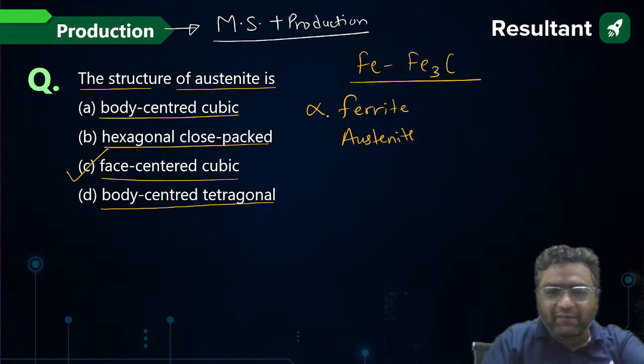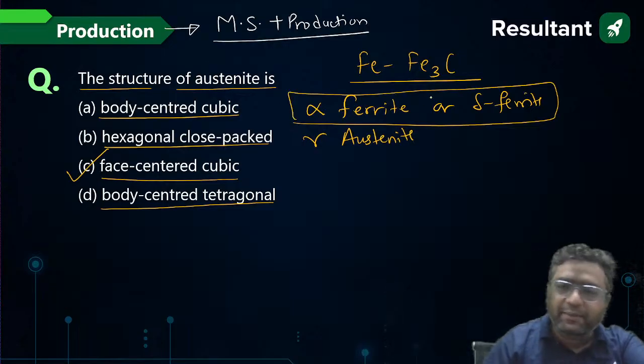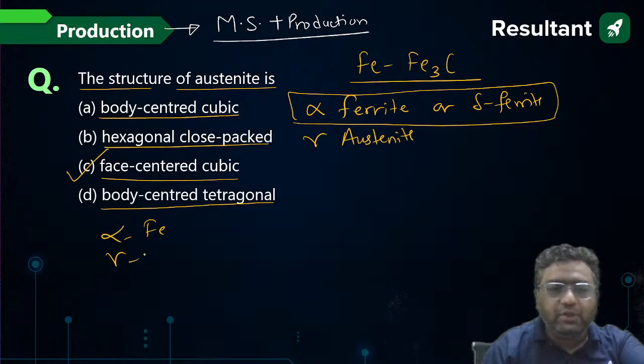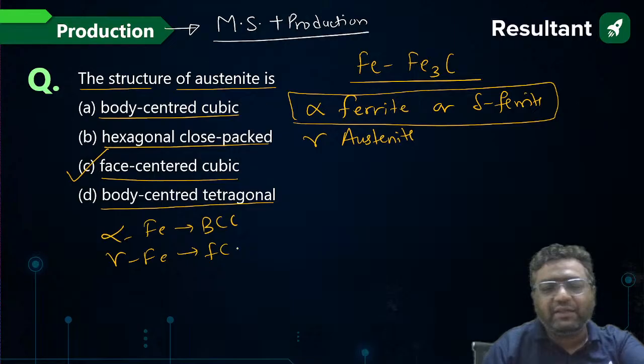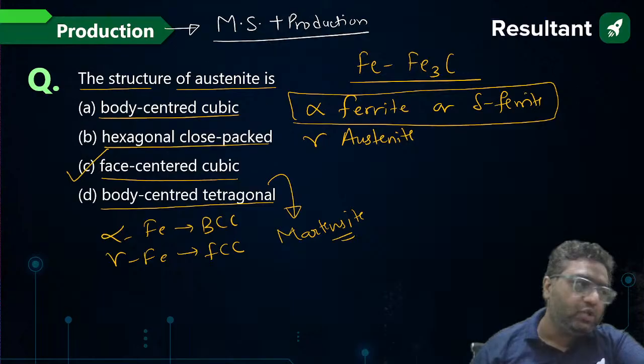We show alpha ferrite or delta ferrite, and we also have gamma austenite. Delta ferrite and alpha ferrite basically come in the iron-carbon diagram. But when we talk about the pure form of iron, it is alpha iron and gamma iron. Alpha iron has a BCC structure, gamma iron has an FCC structure. And BCT is the structure of martensite. So I have covered four questions in place of one. If any other thing is asked, you can very easily answer it.